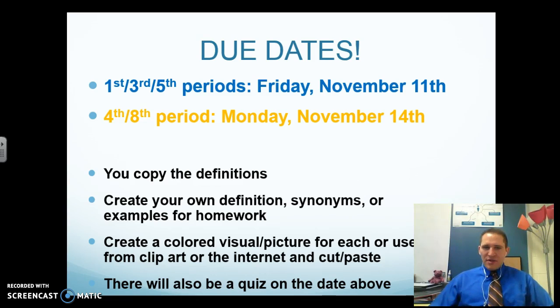So what you need to do is copy the definitions, and then for homework, you come up with your own definition, a synonym, an example, and then your own unique colored visual, or you can use clip art or the internet, cut and paste onto your vocab sheet. There will also be a quiz on those dates, the 11th and 14th.